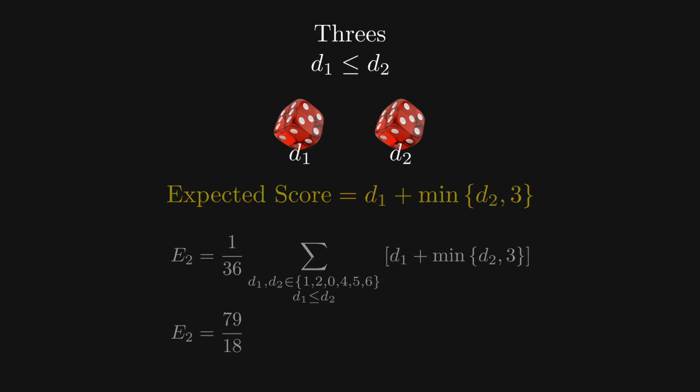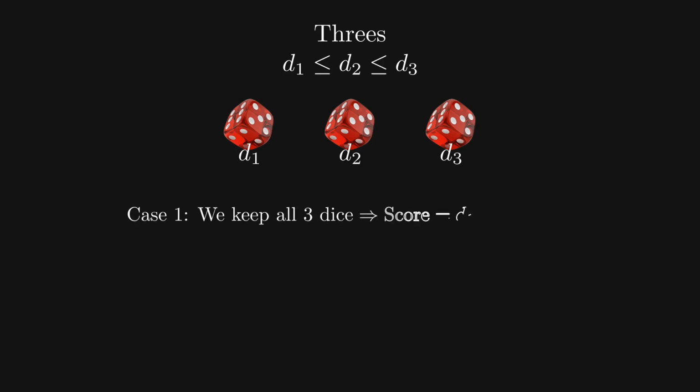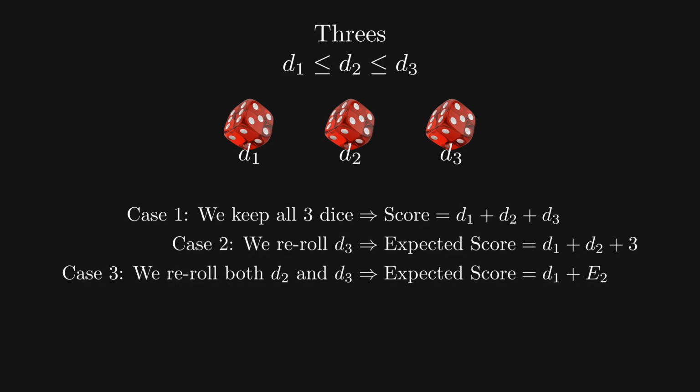Extending to the case of 3 dice, let's label them D1, D2, and D3, also in non-decreasing order. Case 1, we keep all 3 dice. Our score is D1 plus D2 plus D3. Case 2, we re-roll D3. Our expected score is D1 plus D2 plus 3. Case 3, we re-roll both D2 and D3. Our expected score is D1 plus E2. Notice that in case 3, we reduce the problem of 3 dice into the problem of 2 dice. This is backward induction at play.